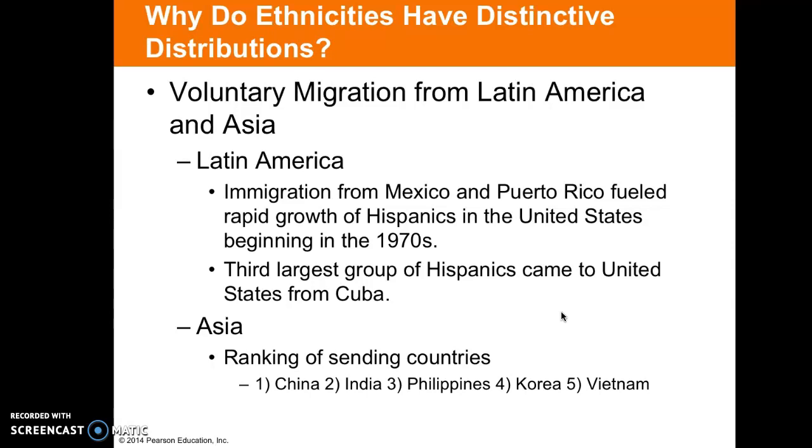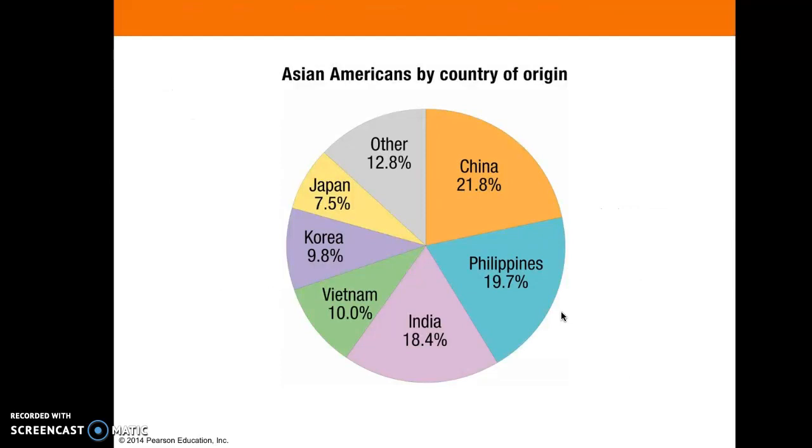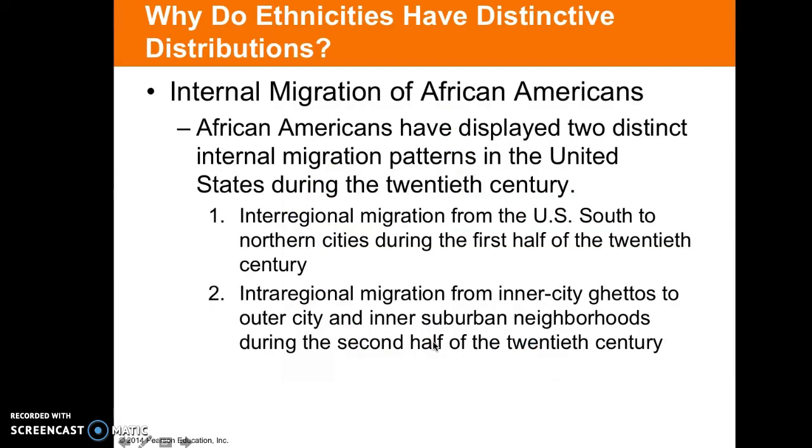And then as far as our Asian Americans, they either are from these countries or are descendants of people from these countries: China, India, the Philippines, Korea, and Vietnam. If you look at Asian Americans by country of origin in a graph, you see that same trend. Within the United States, you see also some internal migration patterns.